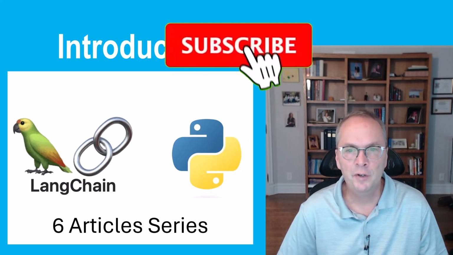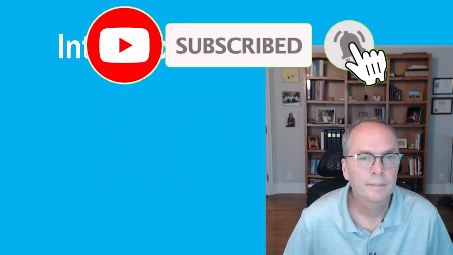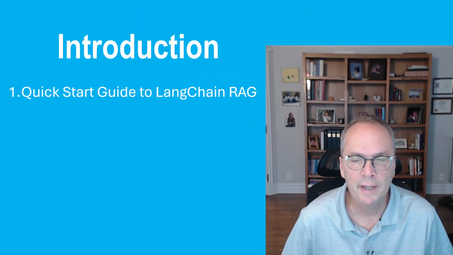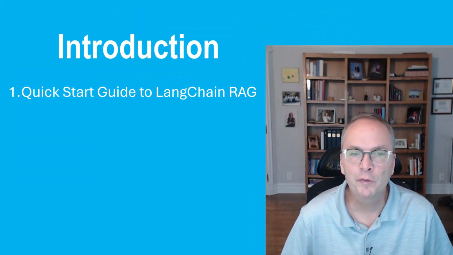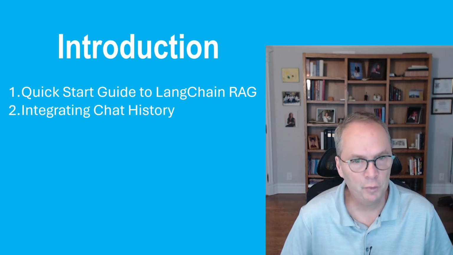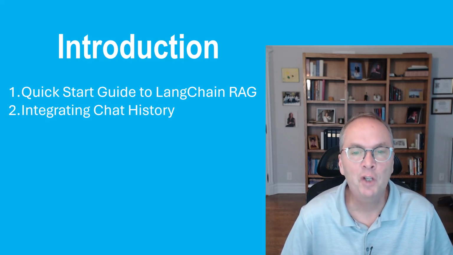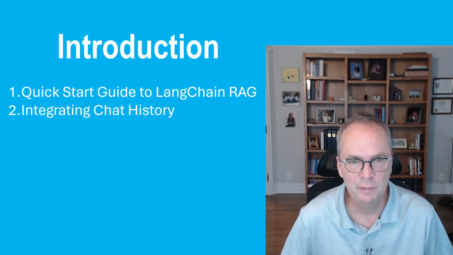Here are the 6 articles we'll cover. Article 1 is a quick start guide to LangChain RAG. We'll jump right in with our first tutorial covering the basics of setting up a RAG chain. Article 2 will be integrating chat history. You'll learn how to incorporate memory into your RAG model to maintain context in a chat-like conversation.